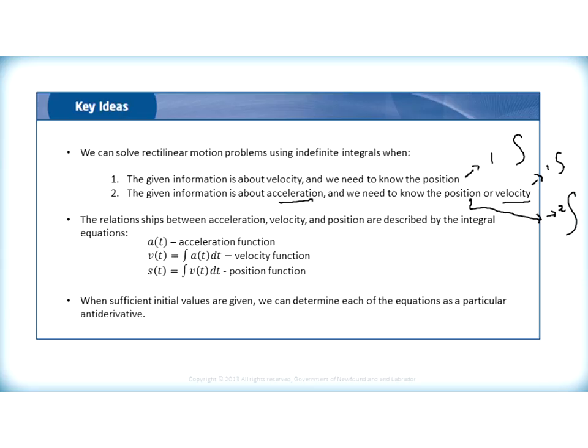Okay? The relationships between acceleration, velocity, and position are described by some integral equations. So not differential equations here, integral equations, which look like this. And we saw that the acceleration function is where you start from, and its antiderivative will be your velocity function, and then its antiderivative will be your position function. And when sufficient initial conditions are given, we can determine each of the equations as a particular antiderivative. So that's what we did.